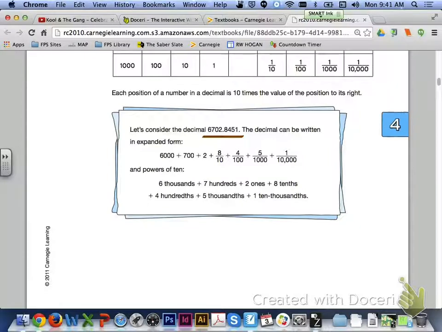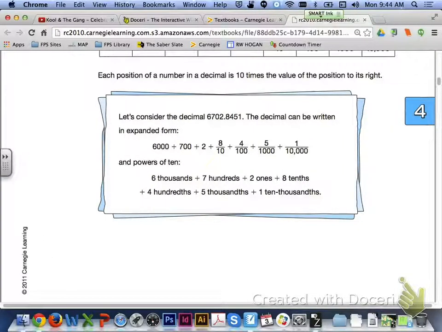So keeping that statement in mind up at the top of the page, let's consider the decimal 6,702 and 8,451 ten thousandths. We want to be able to write this decimal in expanded form, and we also want to be able to write this decimal using powers of 10.